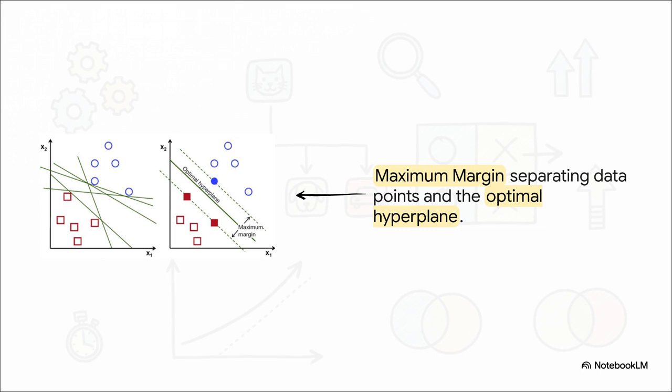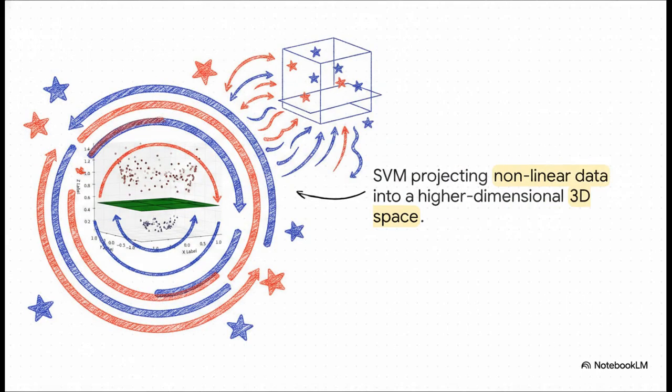It makes your model way more robust and far less likely to make a mistake when fresh, unseen data rolls in. But what if your data is a total mess, like a bullseye pattern where it's literally impossible to separate the classes with a flat line on a 2D graph? This is where SVMs really flex their muscles, using something called the kernel trick.